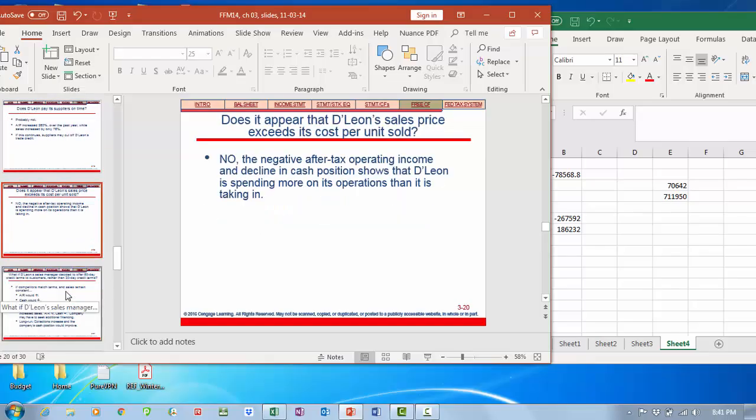Does it appear that DeLeon's sales price exceeds its cost price per unit sold? No, the negative after-tax operating income and decline in cash position show that DeLeon is spending more on its operation than it's taking in. And again, maybe because it's a new business.